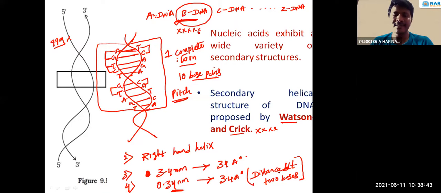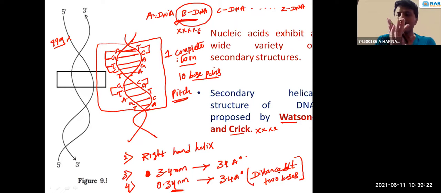So these are the characters of B-DNA. B-DNA is a right hand helix, and one turn consists of 10 base pairs. The length of the complete pitch is 3.4 nanometers or 34 angstroms. Angstroms are given in the first year textbook, nanometers in the second year. Both are the same. And the distance between two base pairs is 0.34 nanometers, which is 3.4 angstroms. So these are about B-DNA.